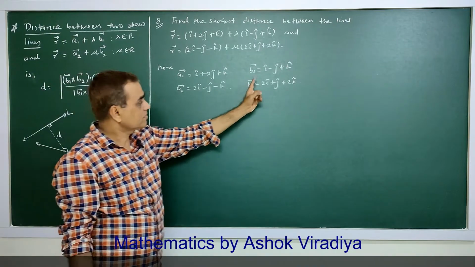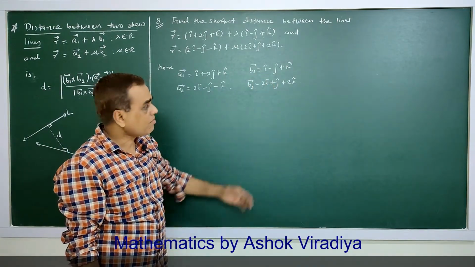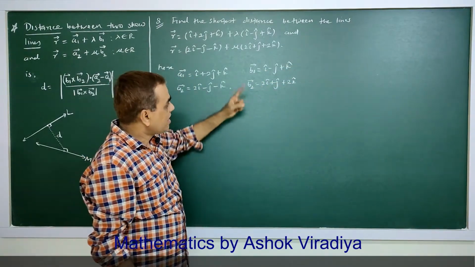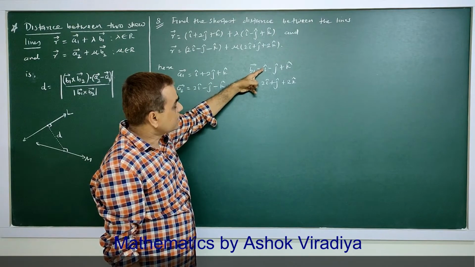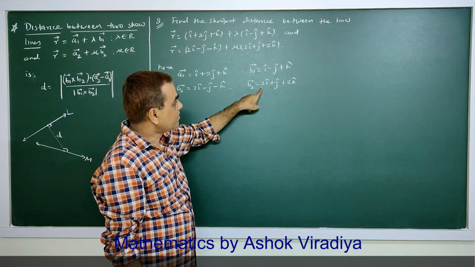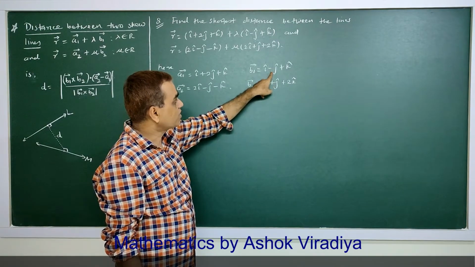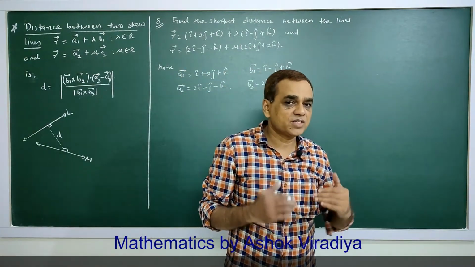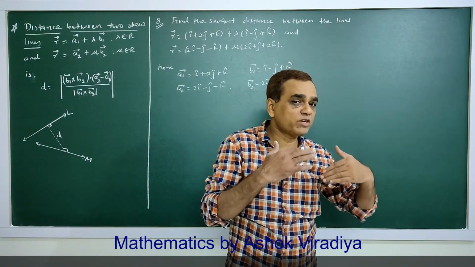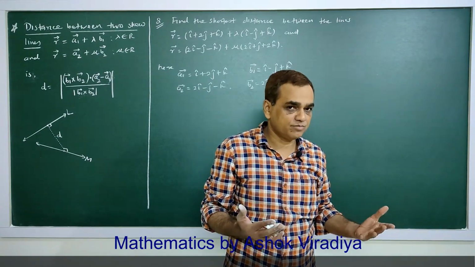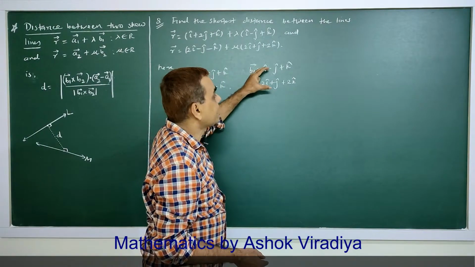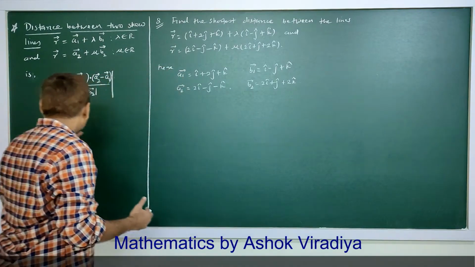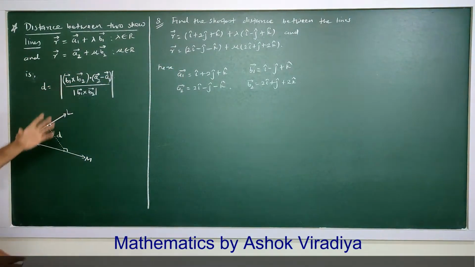Now look here. Here you can see that these vectors show the direction of the lines. And if you check the ratio of these scalar components, here it is 1 by 2, here the ratio of scalar components is minus 1, here 1 by 2. The ratio of scalar components of direction showing vectors is not the same. So these are not parallel lines. They are skew lines. So to find the distance between them, we will apply this formula.